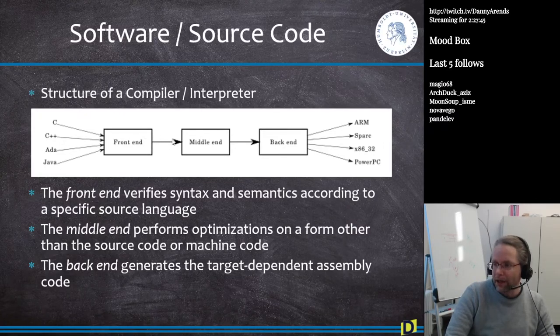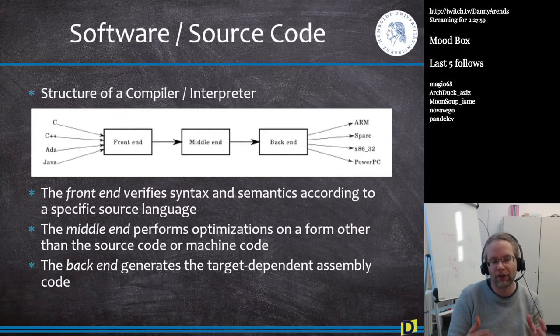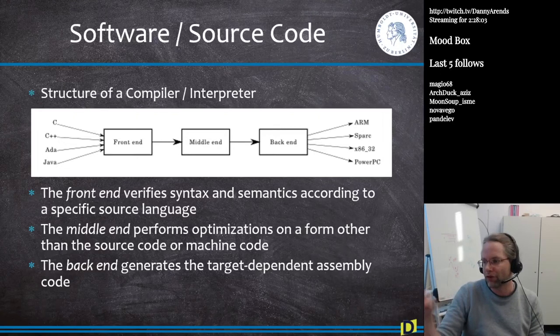Then many compilers and interpreters have something which is a middle end. And the middle end performs optimizations on this intermediate representation. So it looks to see, for example, if you have a statement x equals 10 plus 5, right? The middle end will see this statement and see, oh, but you're adding 10 to 5, and the result of this is also a constant.